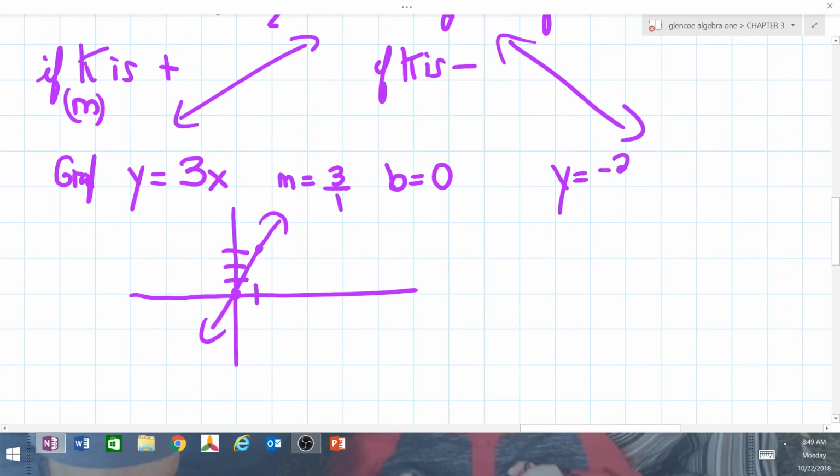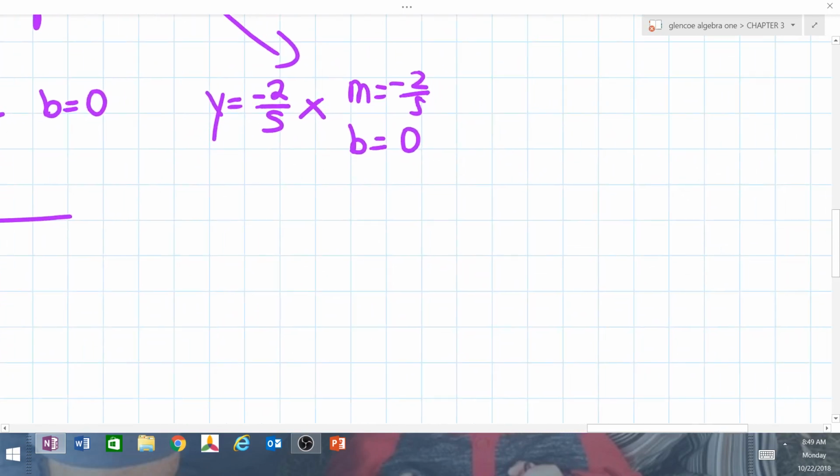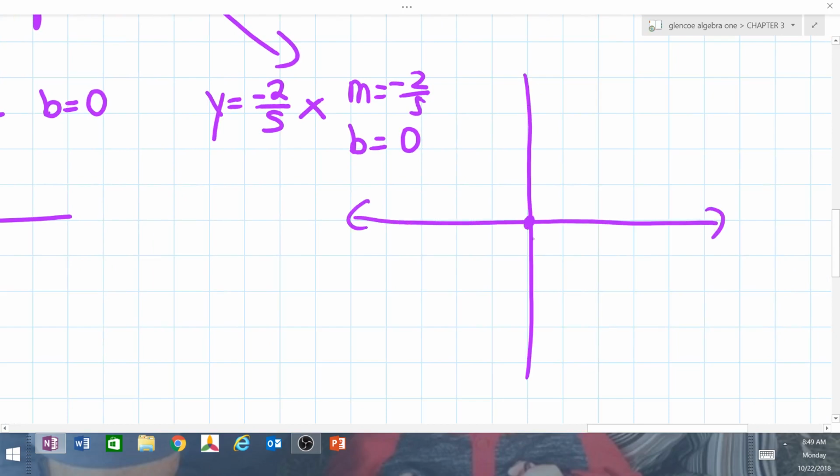Y equals negative 2/5 x. So what's my slope, or my constant of variation? What is it? And what's my y-intercept? 0. And so it's going to look like this. You're going to graph 0, and then you're going to go down 2 and over 5, correct? Down 1, 2, over 1, 2, 3, 4, 5. And there's my line. Okay?